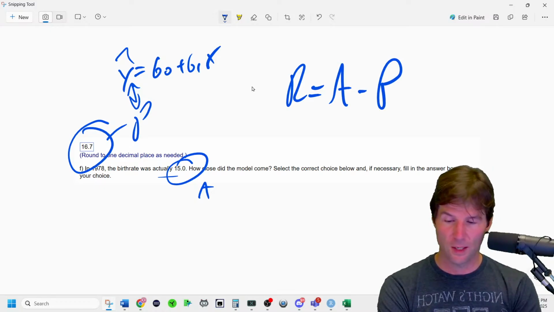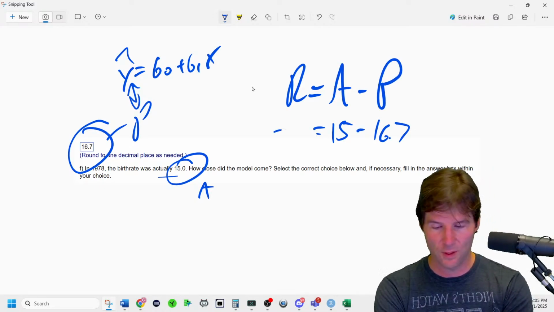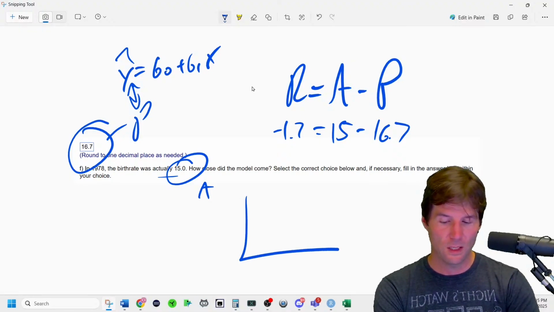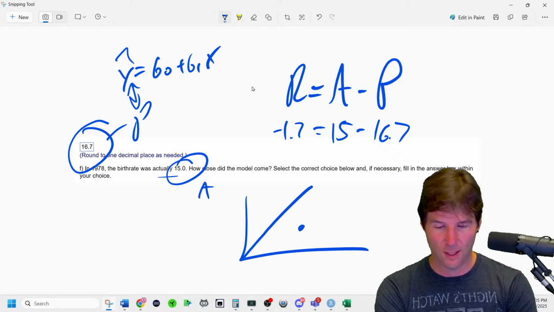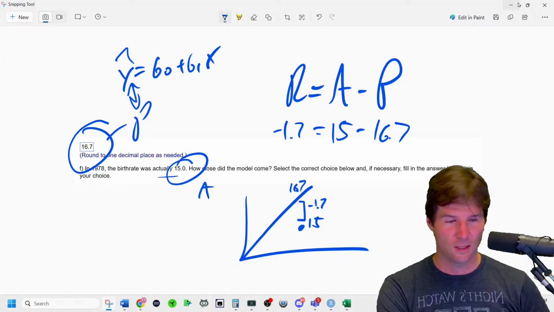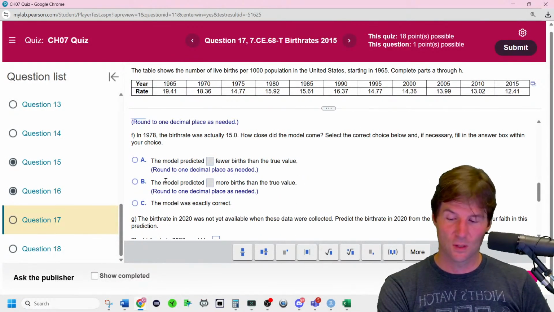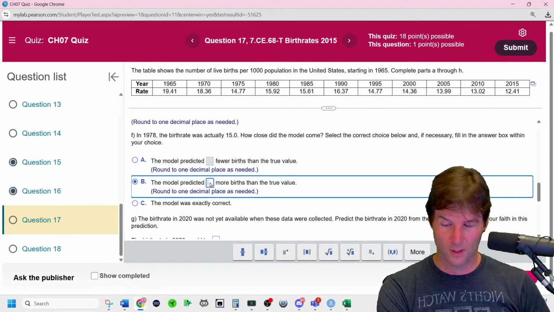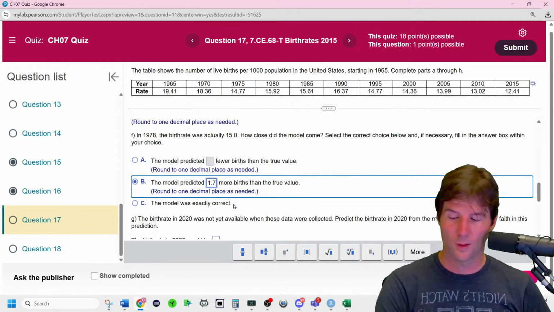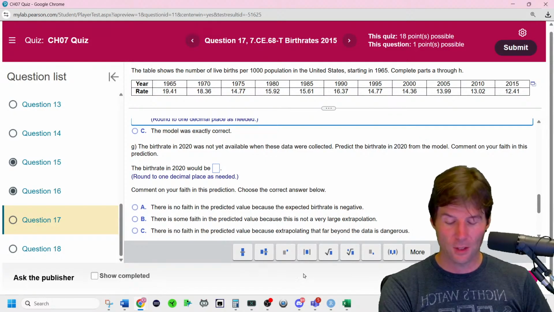And so we simply take actual of 15 minus 16.7, and that is equal to negative 1.7, which means the model is over. The model predicted 16.7 up here, and it was actually 15, so there's a difference of negative 1.7. So the model predicts 1.7 more than what we have. The birth rate in 2020 is not actually there, so let's make that prediction.